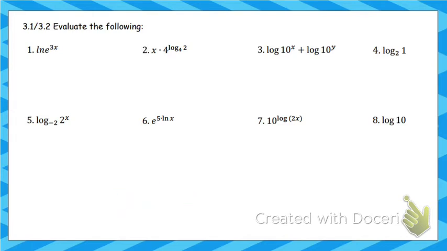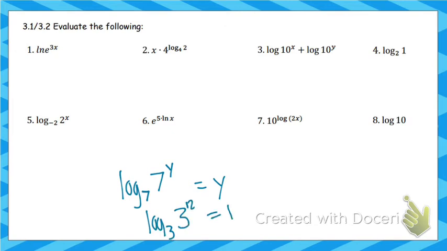It works the same way with log. So if you have log base 2 of 2 to the x, if those match, it's just the x. So something like log base 7 of 7 to the y would be y. Log base 3 of 3 to the 12th would just be 12. So a lot of these are going to use this property.